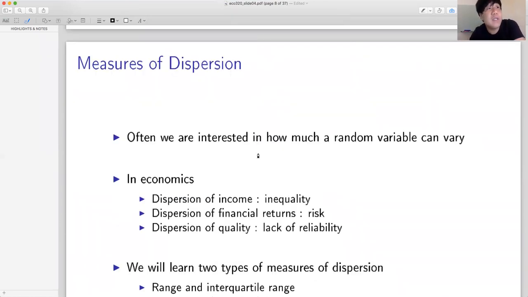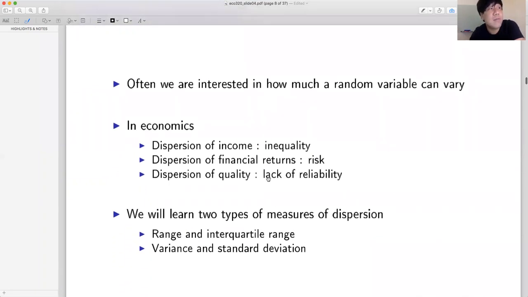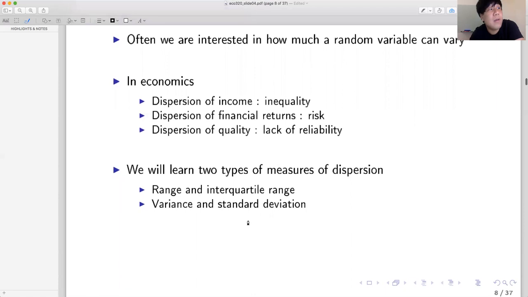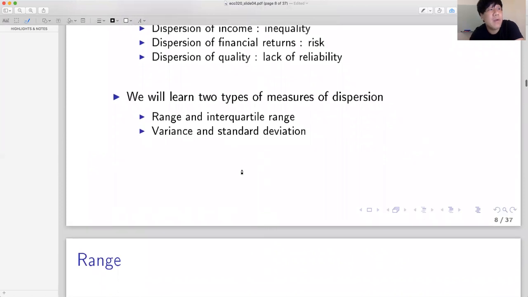Often we are interested in how much a random variable can vary. Some examples are dispersion of income, inequality, risk, or lack of reliability. Those are some things in economics to think about. We will learn two types of measures of dispersion. One is the range and interquartile range, and the other is the variance. There are trade-offs between them, so I will go from the range first and move to the variance.